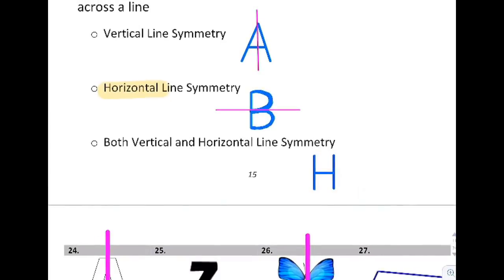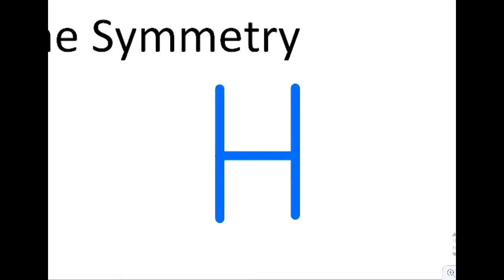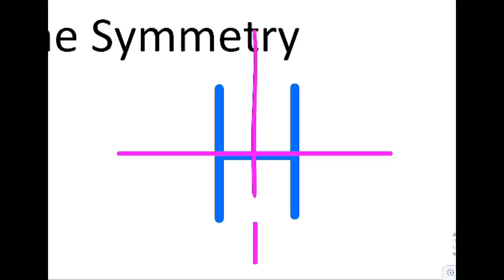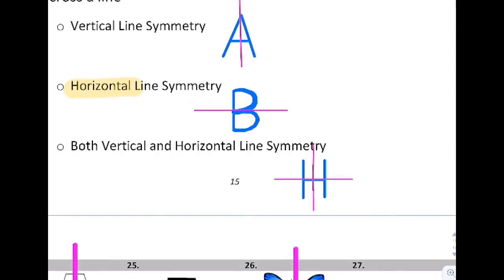And then there are some shapes or letters, I'm just using letters because they're good examples, that have both horizontal and vertical line symmetry, and sometimes even more. But here I could fold the H this way, and it would line up perfectly, and I could also fold the H that way, and it would line up perfectly. So that has both horizontal and vertical line symmetry.